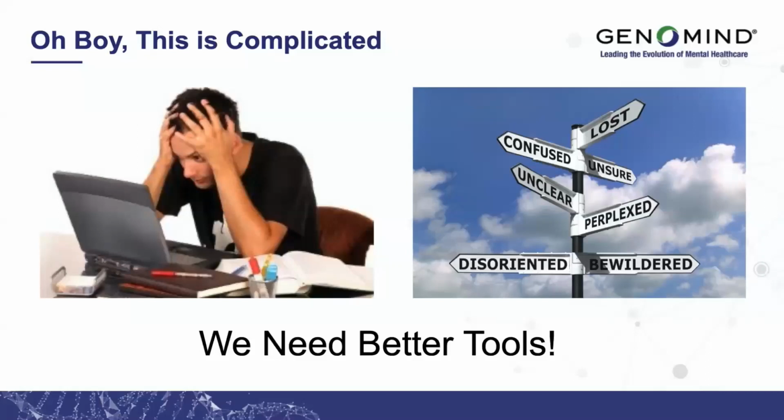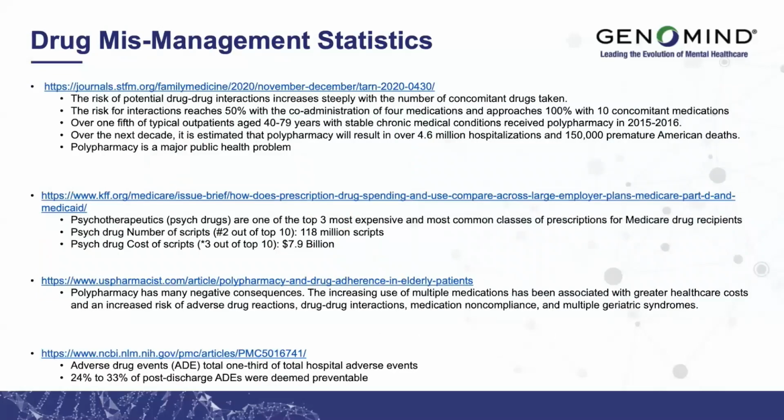I'm going to go quickly through this slide. I want to talk about some statistics that are out there. These come from different sources. Some of them come from Kaiser, some from NIH, some from various journals that are out there. But about 20% of outpatients 40 to 79 years of age will receive polypharmacy. These are 2016 numbers, but that number probably still applies. At least 20% are on multiple medications. The risk for significant interactions is 50% if you're on 4 or more drugs, and 100% if you're on 10 or more drugs.